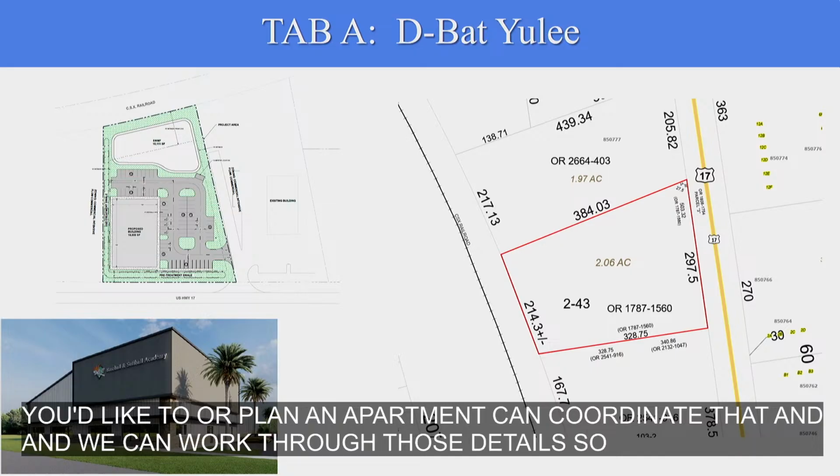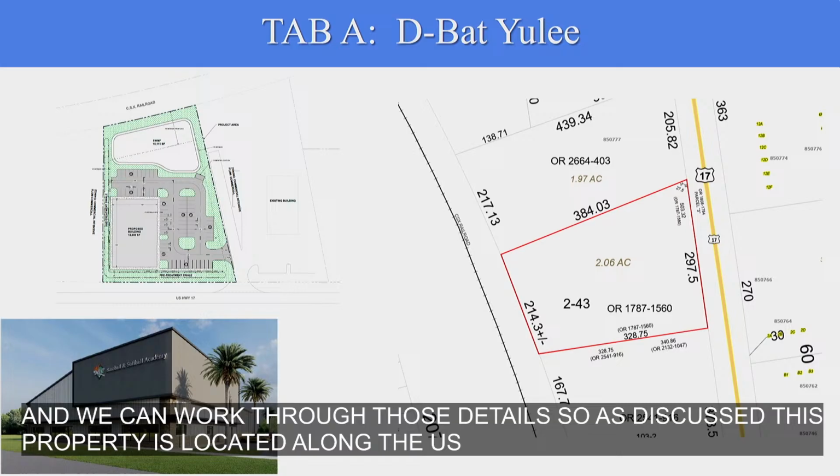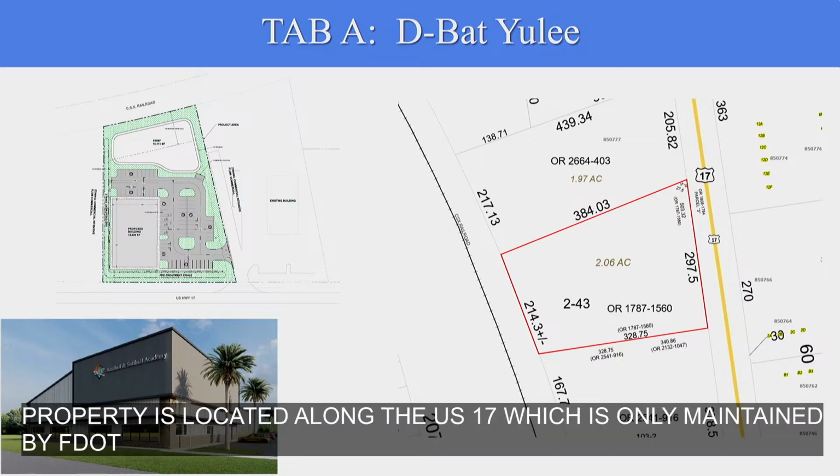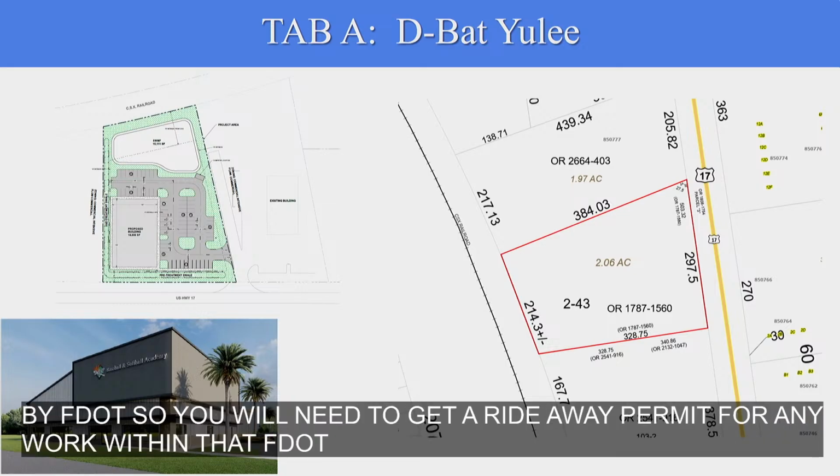As discussed, this property is located along US 17, which is owned and maintained by FDOT. So you will need to get a right-of-way permit for any work within that FDOT right-of-way, including your driveway connection.